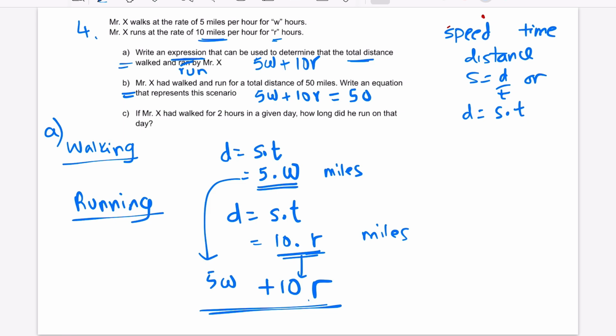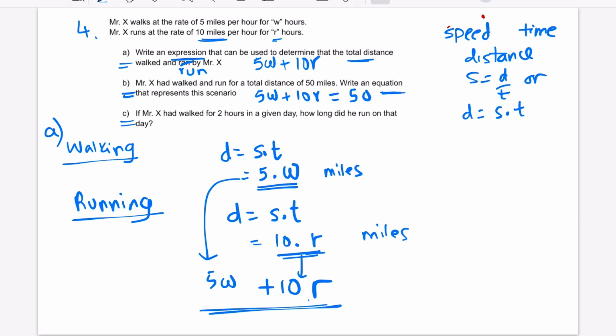They ask you to find the expression on this question. So that's why you don't have anything on both sides. You don't have the equal to sign for the answer in problem A. But here you've been asked to find the equation, so that means it has both sides, left and right. Okay, so let's go to C.